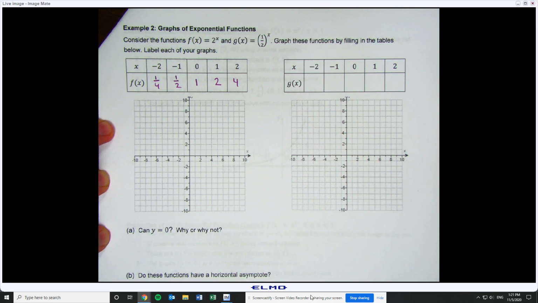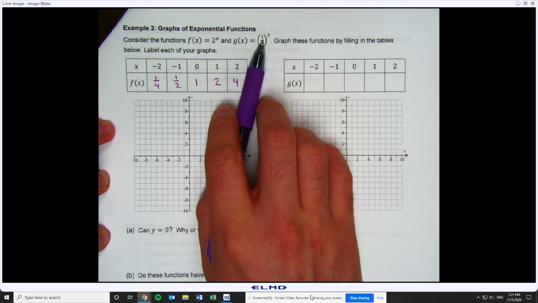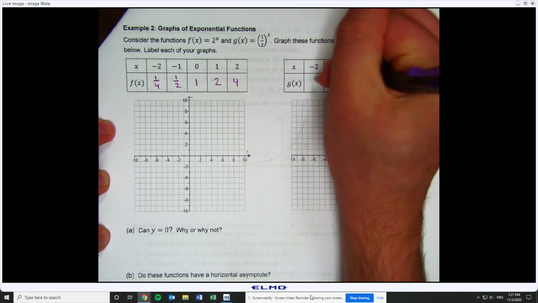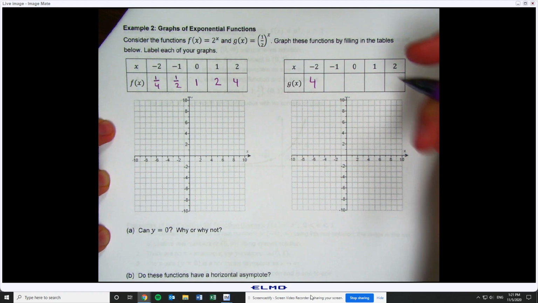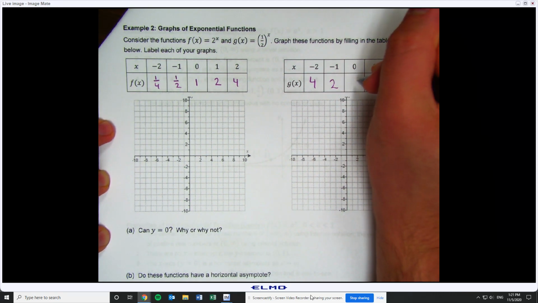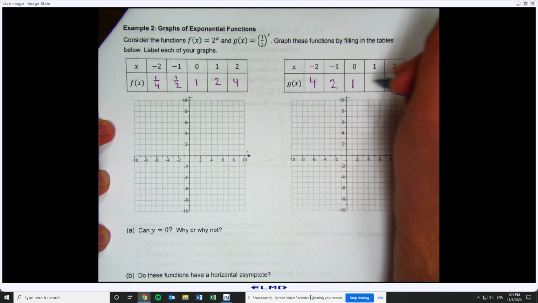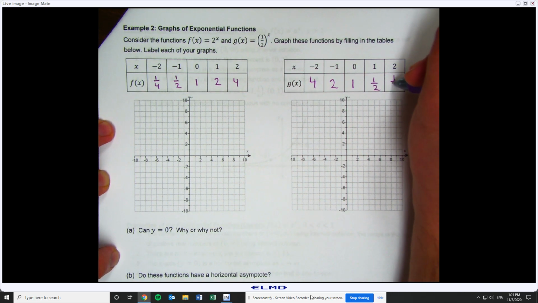So doing 1/2 to the x power, 1/2 to the negative 2 gives me 4, because the negative tells me I have to flip it over. And if I do negative 1, that gives me 2. 1/2 to the 0 power gives me 1. 1/2 to the first power gives me 1/2. And 1/2 to the second power gives me 1/4.